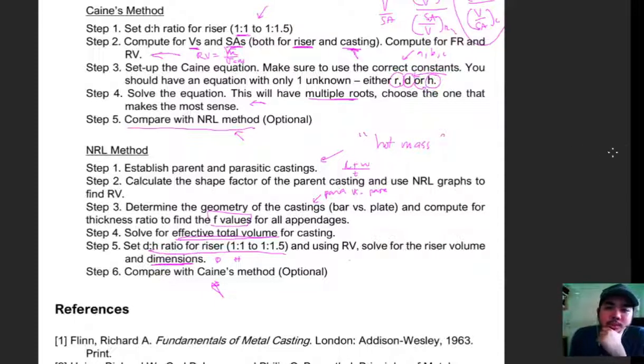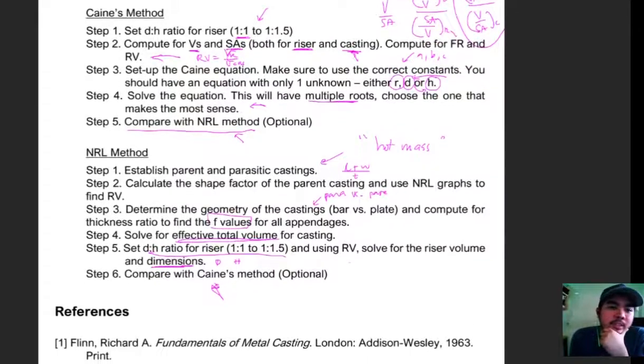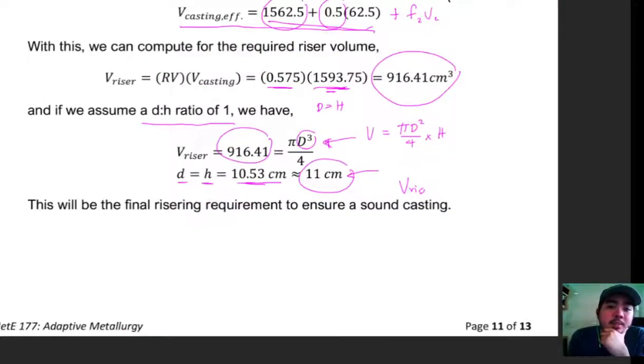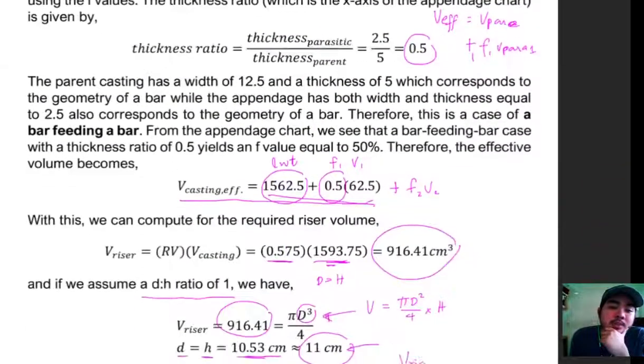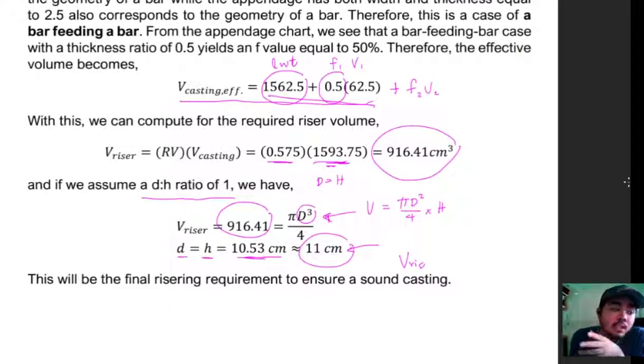So siguro kung if you want to practice, one thing you can do, class, is dun sa example na binigay ko, try to compute yung example for NRL using the JB Caine method. Tapos yung example for JB Caine, compute nyo using NRL method. Tapos tingnan nyo kung similar ba yung values na makukuha nyo. Okay? So I think medyo sakto tayo nag-end, no?